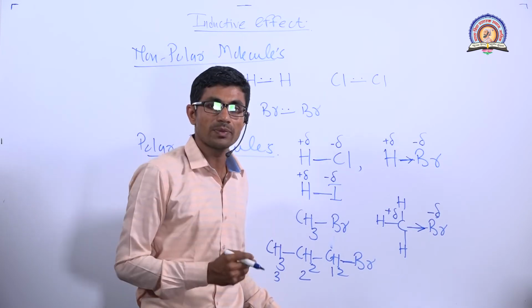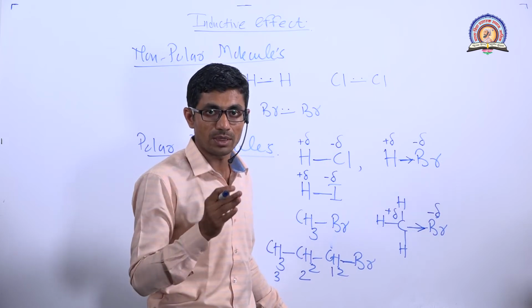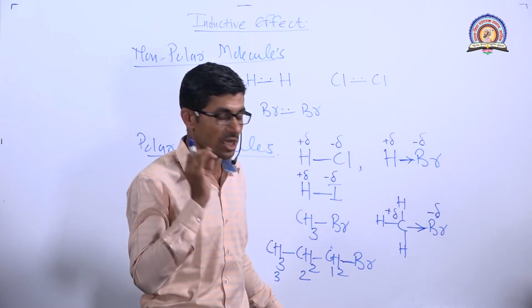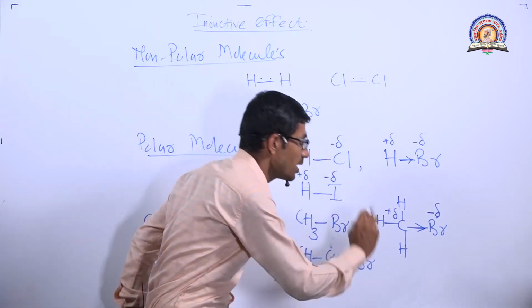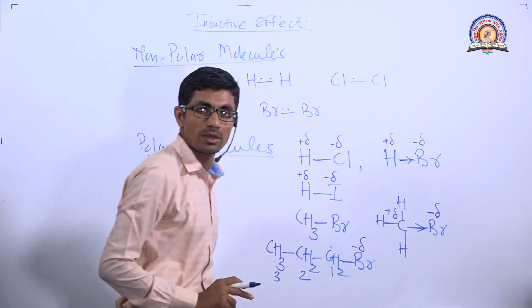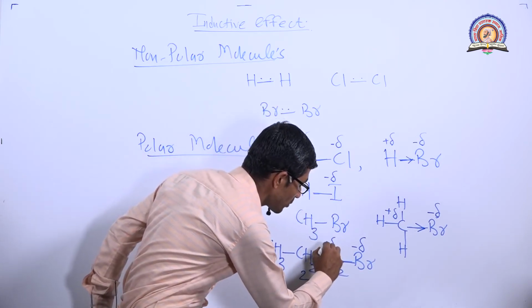Because you know very well bromine is more electronegative as compared to the carbon. So bromine acquires the partial negative charge. So over bromine we can write the partial negative charge, delta negative. Same way, this is a polar bond. So because of this polar bond, this carbon acquires the partial positive charge.